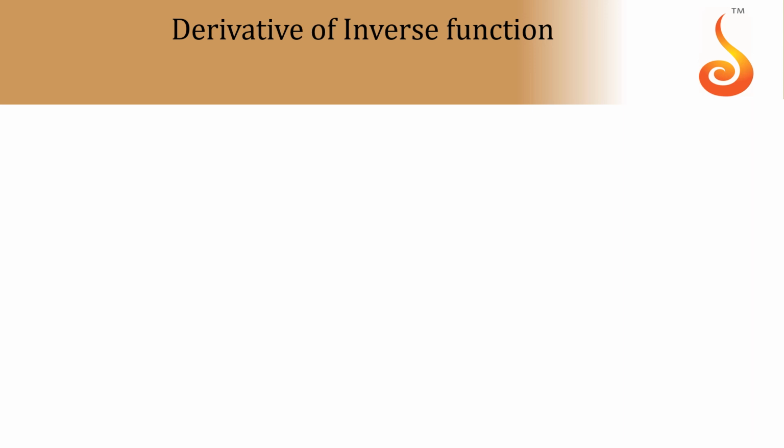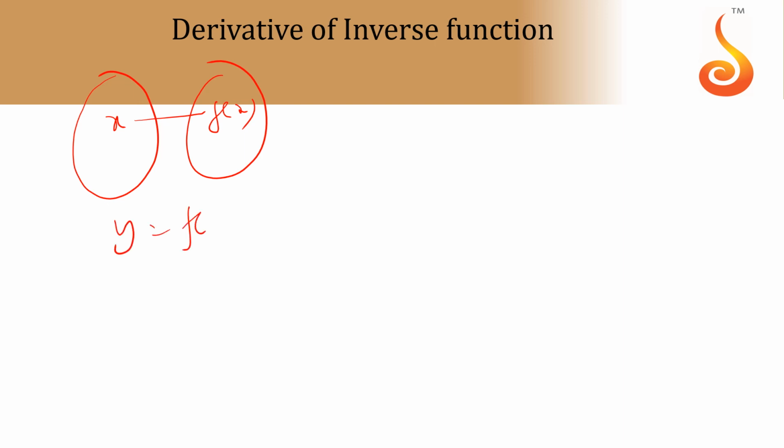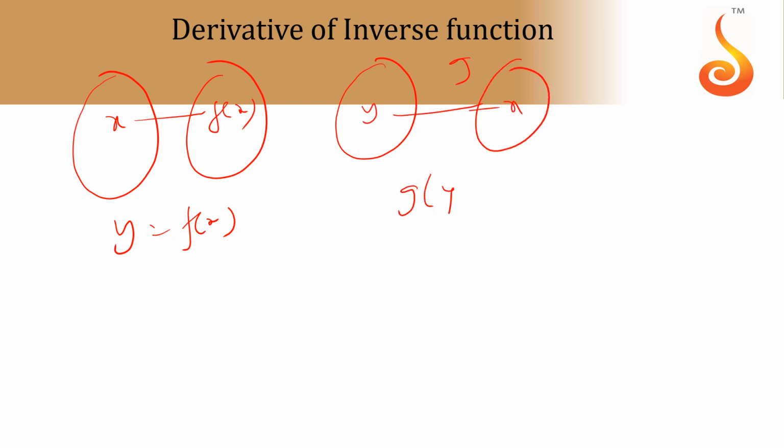Derivative of inverse function. Suppose y equals f of x. So there is a function g for which, for y, x is the image, meaning g of y equals x. Let this g be the inverse of f. Then g of y equals x. Let us differentiate with respect to y.